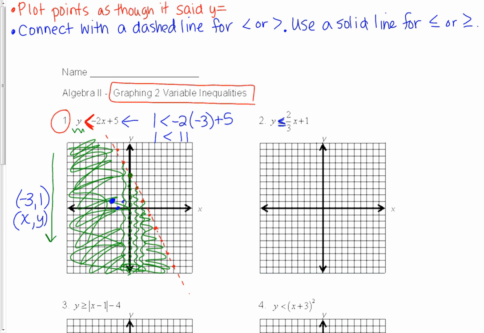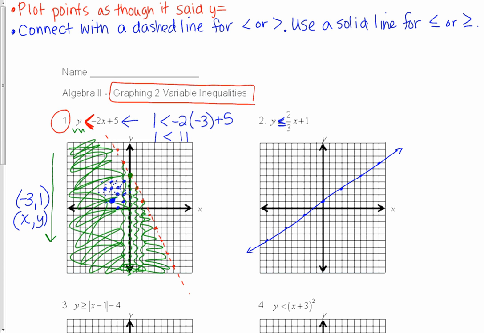And essentially, all of these things over here that are underneath the graph are all solutions. They don't just have to be integers. They could be all the points in between. And when I start plotting everything, I have a graph that looks like it's shaded. All right. Why don't you pause the video and try number 2.